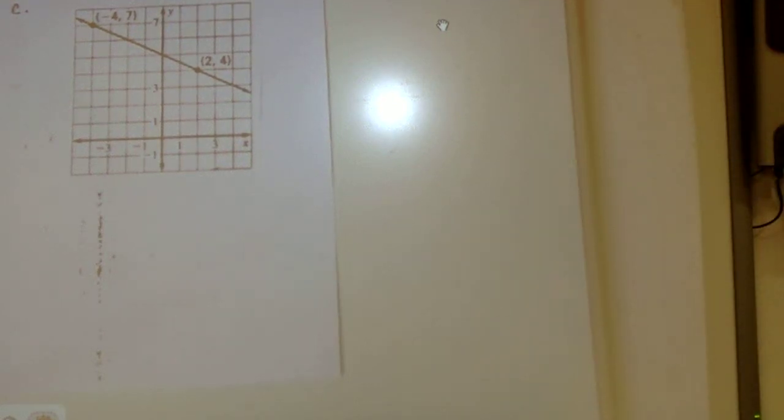So we're going to finish this letter C, and hopefully you've already done it so that you can check my work. Or some of you said, no, I want to wait, which is fine with me. Letter C, there's your graph of your linear equation, your straight line. They give you the coordinates. They give you your points.